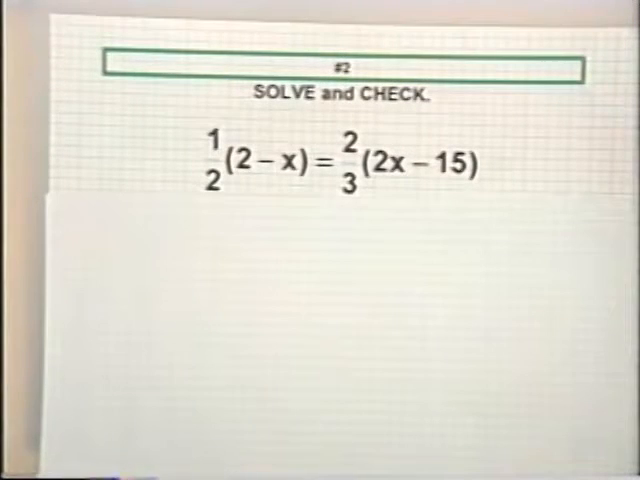Problem number 2. I would like for you to work this problem. After you have solved and checked the problem, I shall give you the correct solution and shall work and check the problem so you can check your work. Now please pause the tape and work the problem.